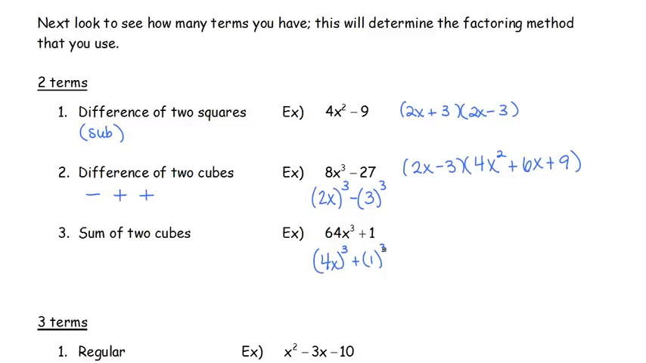Our sum of cubes pattern is going to be plus, minus, plus. Same pattern though, so it's going to be your a and your b, so it's a plus b. So 4x plus 1 times your a squared. Remember, we're squaring the 4 and the x, so that becomes 16x squared. Minus a times b, which is 4x, plus b squared, which is 1.